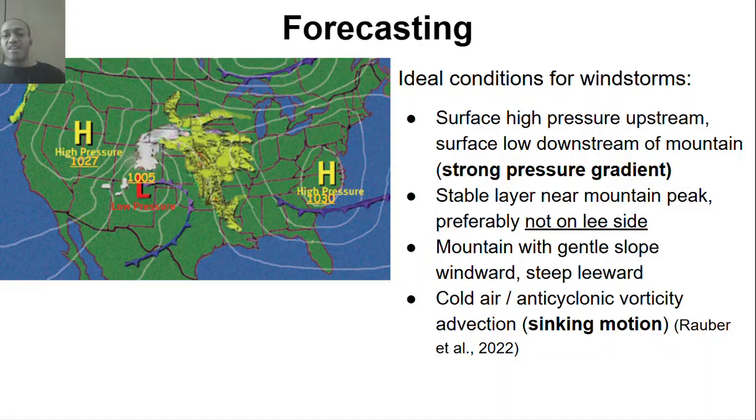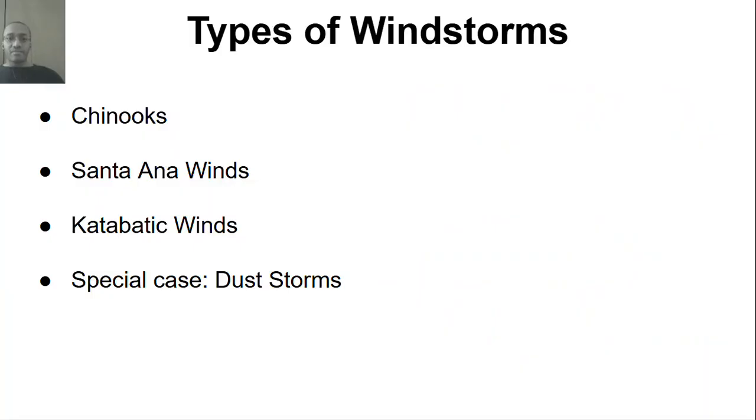And also cold air or sinking motion. Cold air is typically dense, and dense air often sinks. So as air is moving downward, in this way it can help perpetuate or even encourage that further downward motion as air moves along to reach those lower elevations.